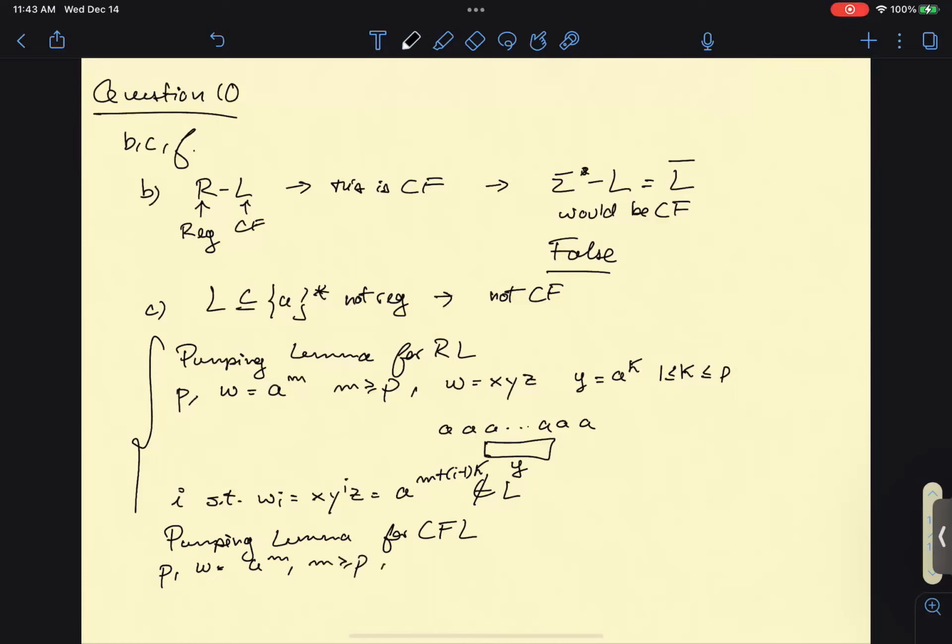And so then the pumping lemma for context-free languages, I always forget. U V X Y Z. What is it? X Y W. What is it? Sorry. U V. Okay, thank you very much. Okay, I'll just use my notation. So W is U V X Y Z. Whatever, it doesn't matter.